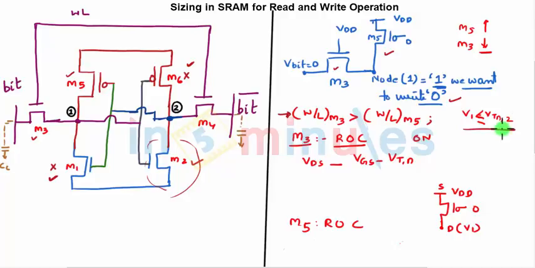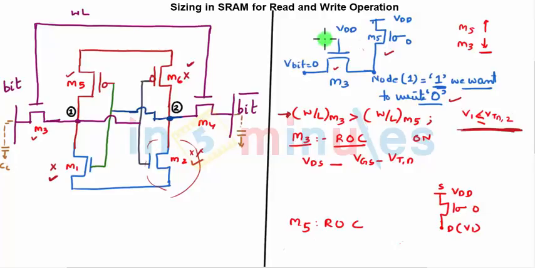So this is what I have written. The node voltage at 1 should be less than or equal to the threshold voltage of M2, because I want to make this off. Technically it should be less than. I've just written less than or equal to for representation. If it goes below, then this transistor will go off. Now let's see the region of operation.